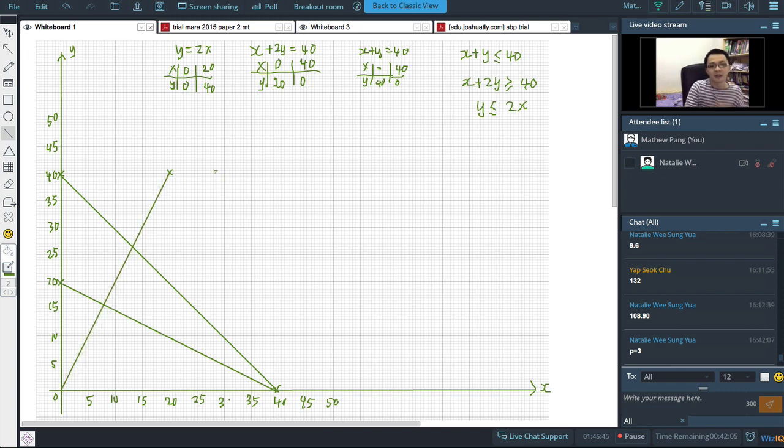Okay, after we're done already, find the shaded region. Okay, then we do one by one. I should label the equation, I forgot. So this is y equals to 2x. This is y plus x equals to 40. This one, the bottom one is what? X plus 2y equals 40.